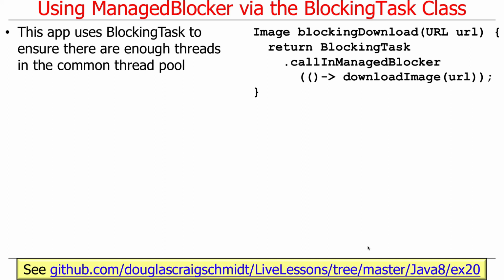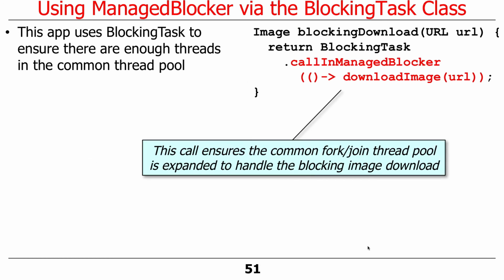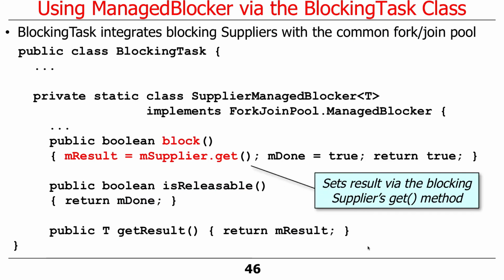There's a method called blocking download here. And what this does is, at a high level, it transforms a URL into an image by downloading the image based on the URL. And the way that works is it calls blocking task call in ManagedBlocker. And notice how it passes in a supplier reference. So this is the lambda supplier, and that's the method that'll get called back by supplier.get, right?